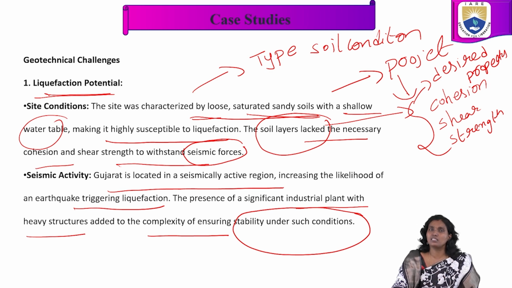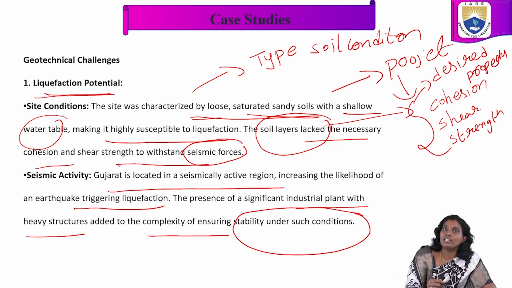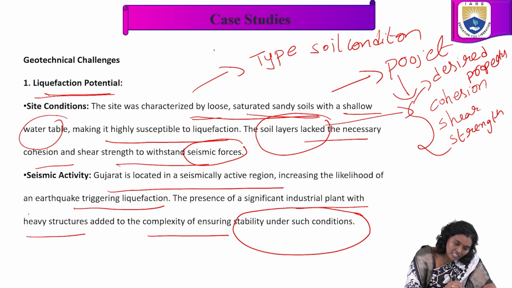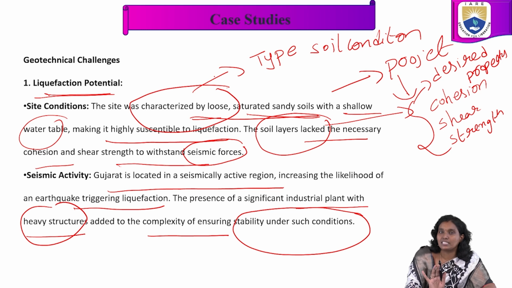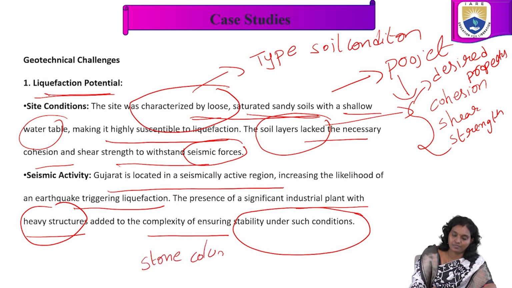This is a challenge: as civil engineers, how are we rectifying it? As per what we understand from geotechnical engineering and ground improvement techniques, using our structural knowledge, for sustaining these heavy structures in this particular soil condition, we have to choose the desired ground improvement technique. That is nothing but the stone column.